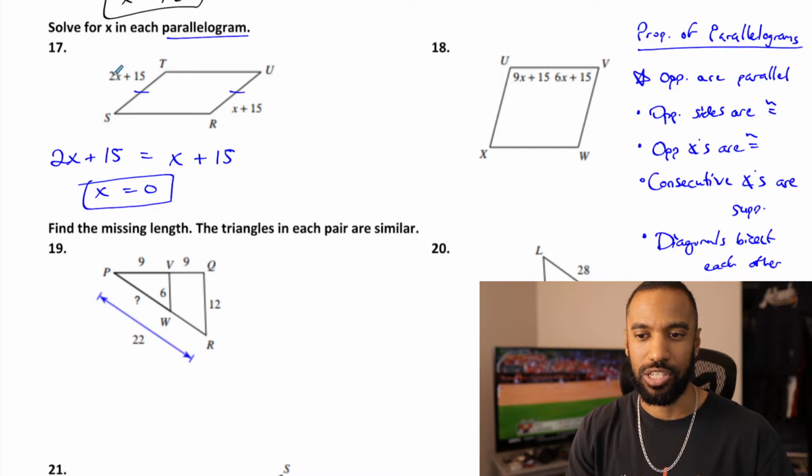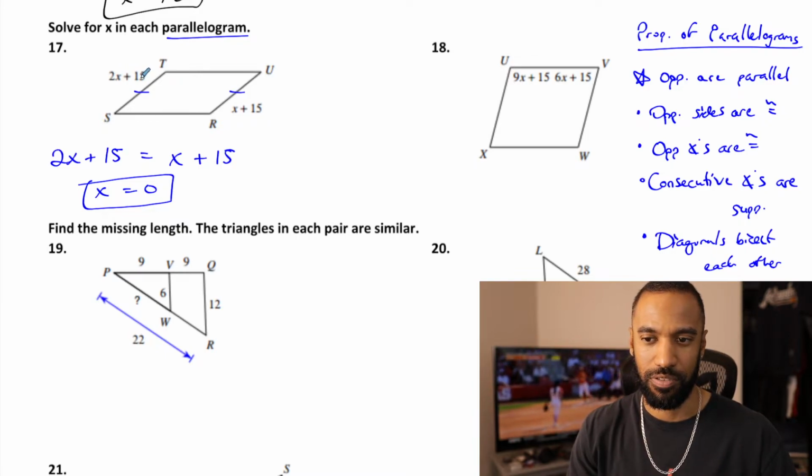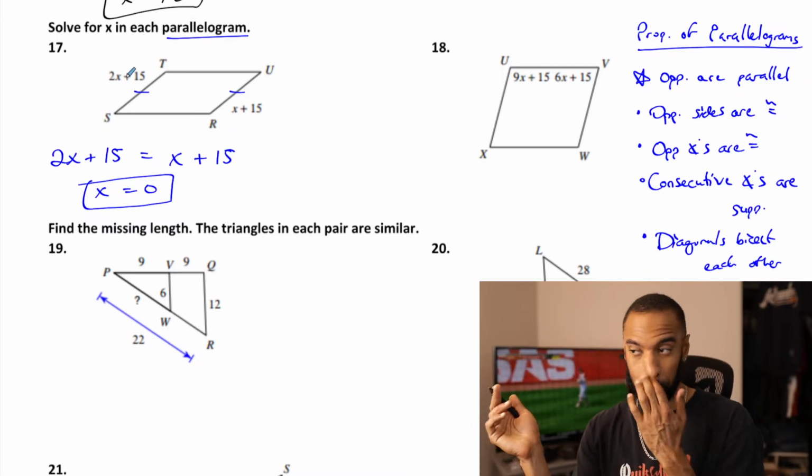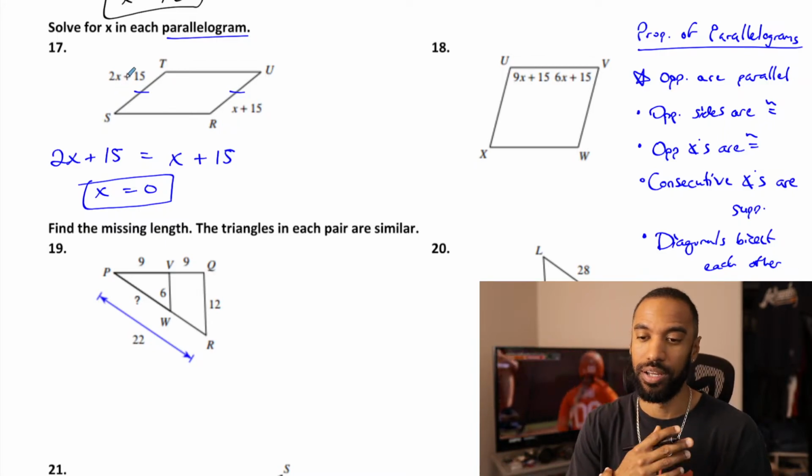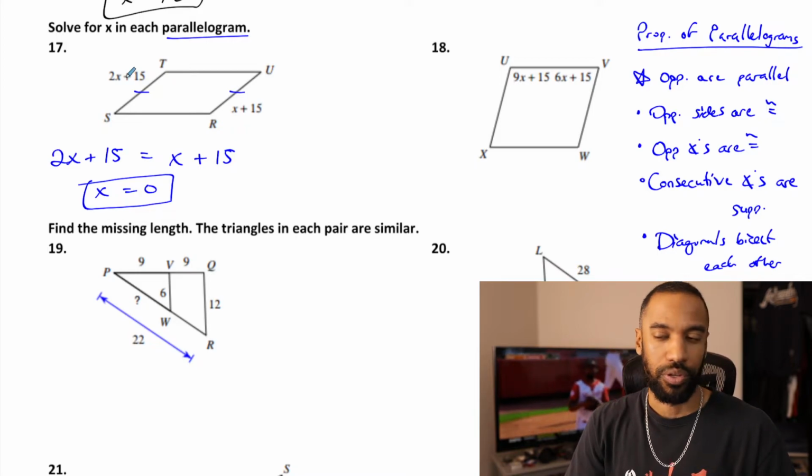Well, plug in 0 for x. See what happens. 2 times 0 plus 15 is 15. 0 plus 15 is 15. They're still 15. They're congruent to each other. That's what we wanted. 0 is the value of x we were looking for.